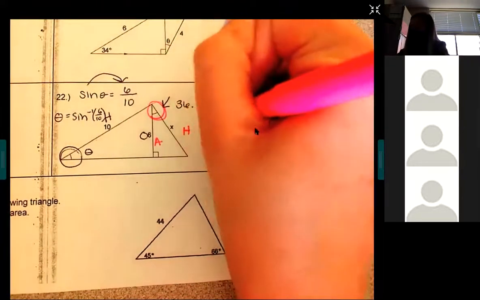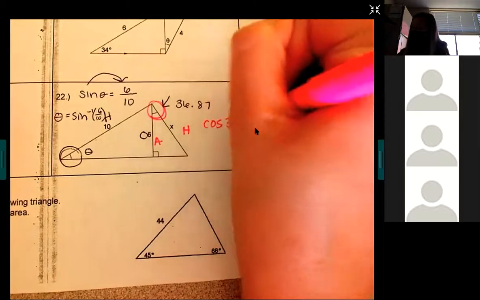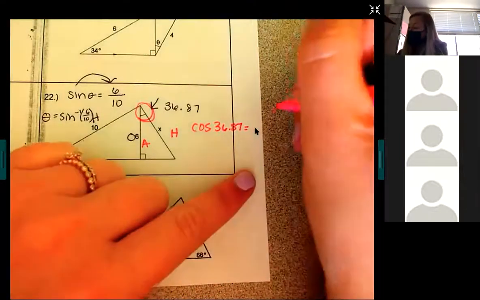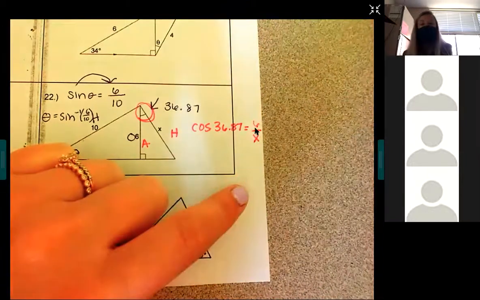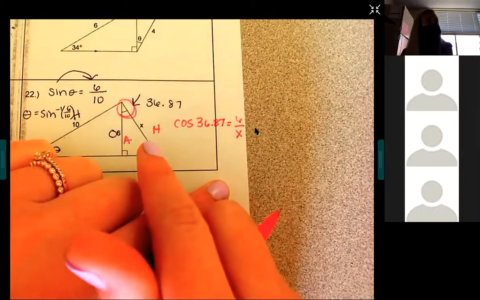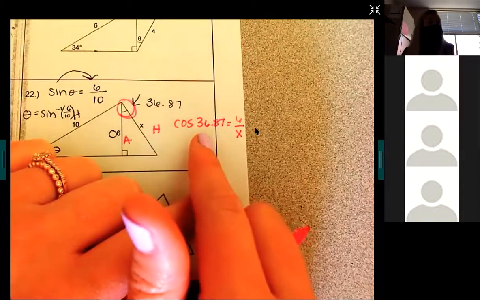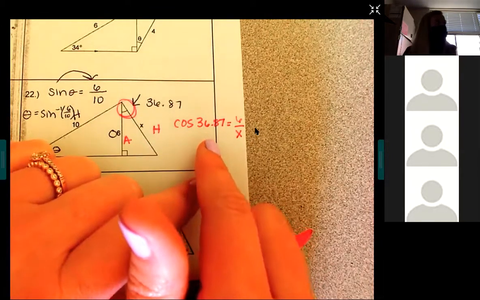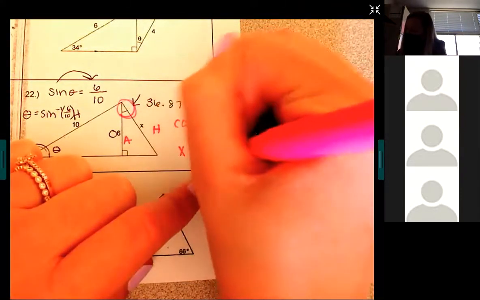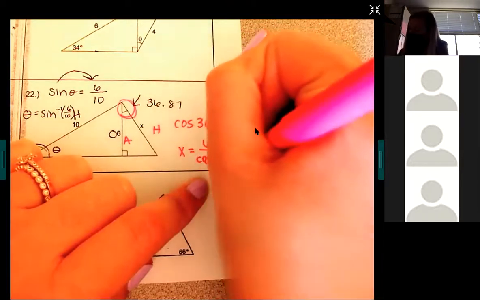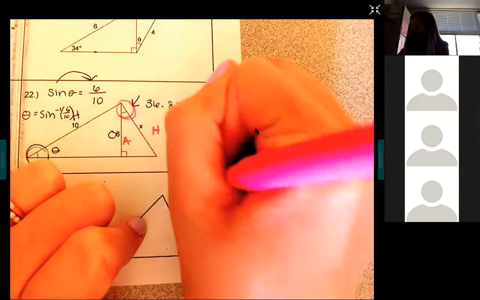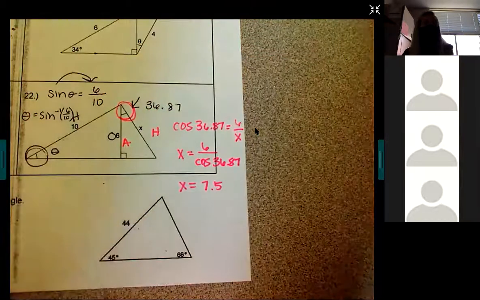Cosine. So cosine of 36.87 degrees equals 6 over x because it's adjacent over hypotenuse, right? Okay, did y'all multiply the x over? And then you have to do what with the cosine of 36.87? Divide it, good. So did y'all type in 6 divided by cosine of 36.87? Okay, if you did, you should have gotten 7.5 exactly. That's what I got.